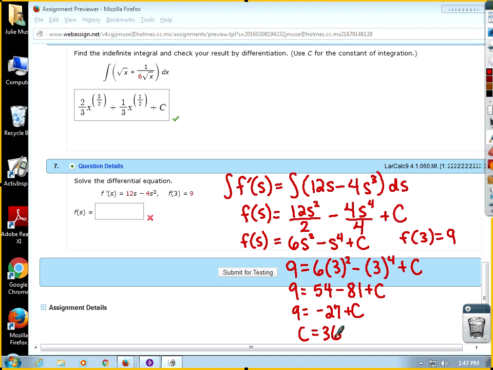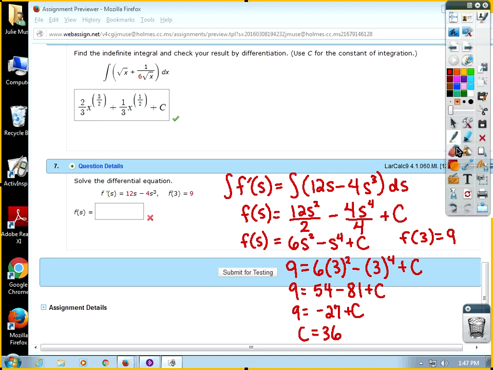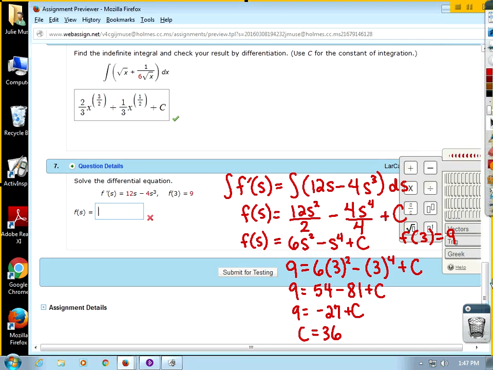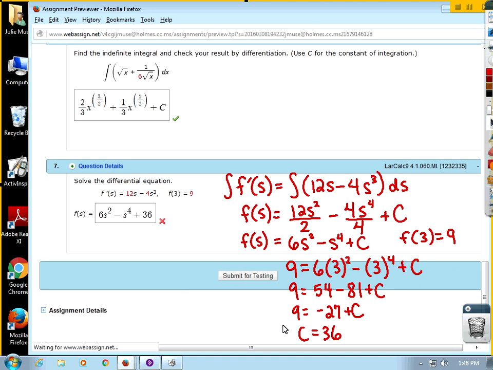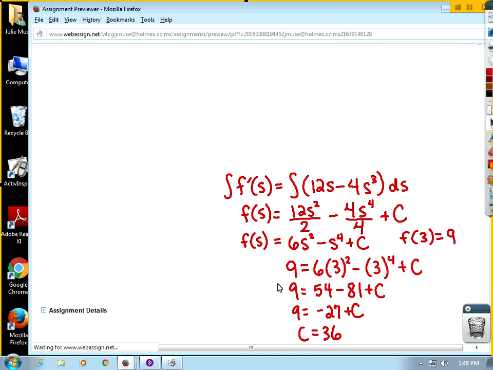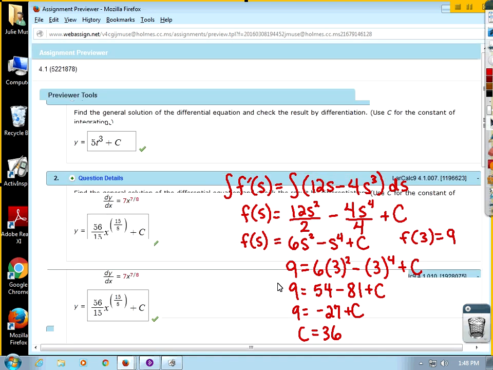Since I'm kind of out of room, I'm just going to go ahead and go to my answer box and type that in. All right, so that would be 6s squared minus s to the 4th plus our c, which we found to be 36, if my math was correct. I was solving that in my head, so.